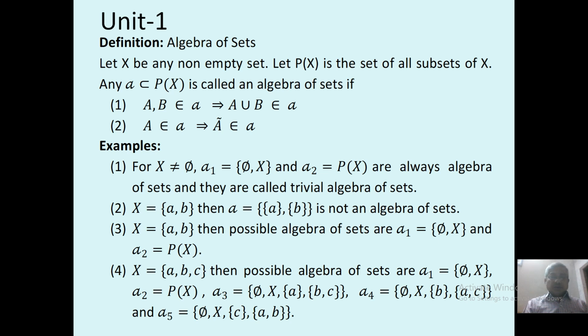So, if you are sound in these topics, that is set theory, functions, relations, and real number system, then you will not have any type of difficulties in understanding this subject.